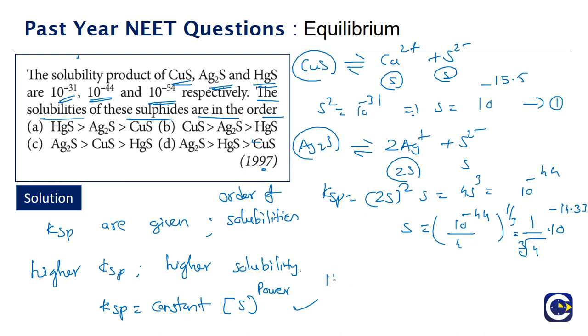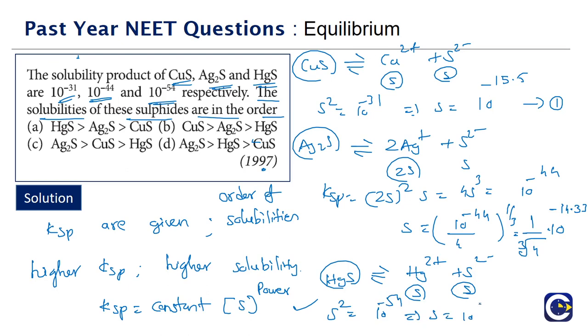Then we will come to the third, HgS. HgS, the formula is just like CuS. It will give us Hg2+ and sulfide ions. This is S and this is also S. So we will have S square. Solubility product is equal to 10 power minus 54. Means S will be equal to the square root of that, which is 10 power minus 27. So if you see it, definitely the solubility of HgS is very low. Okay, that is the least in fact. So among all the options, that is the least.